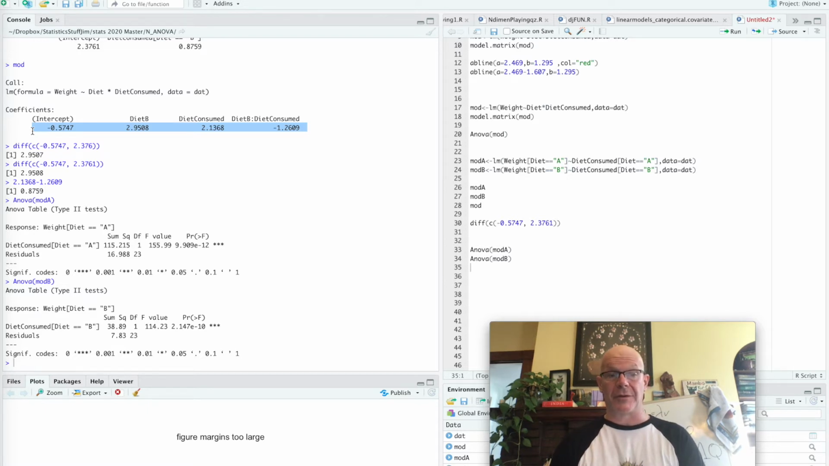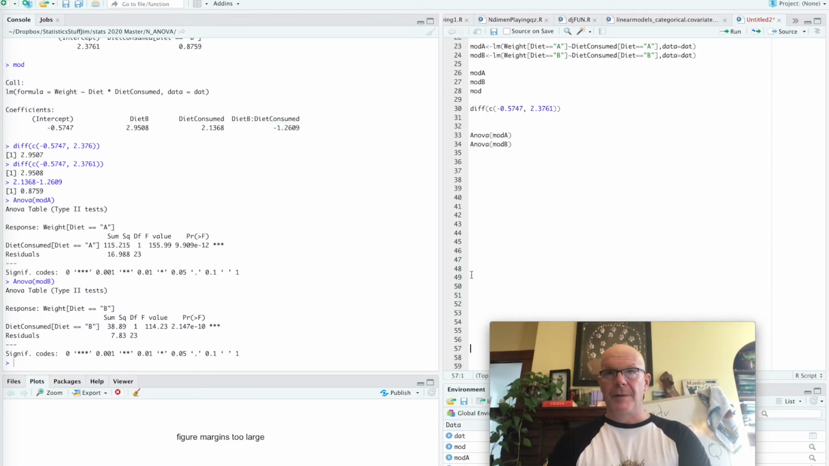And it's pretty clear what's driving those interaction terms is that the slopes are pretty different between diet A and diet B as it relates to the amount of diet consumed. And so let's think about how we might plot these, because we always want to be able to make a pretty plot. People love pretty plots. I love pretty plots. You should too.